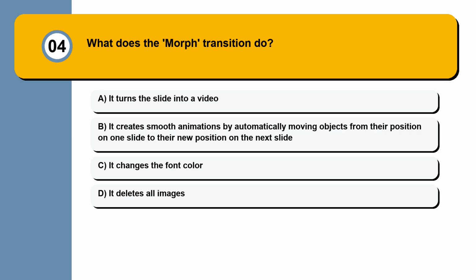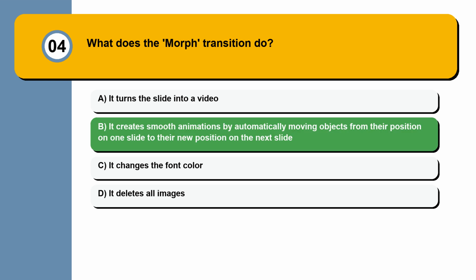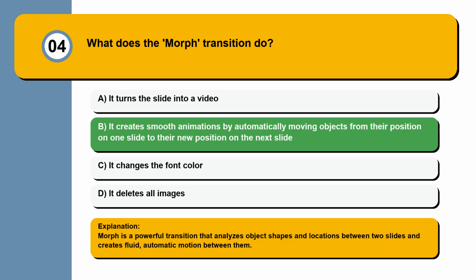Question 4. What does the Morph transition do? It turns the slide into a video. It creates smooth animations by automatically moving objects from their position on one slide to their new position on the next slide. It changes the font color. It deletes all images. Morph is a powerful transition that analyzes object shapes and locations between two slides and creates fluid, automatic motion between them.